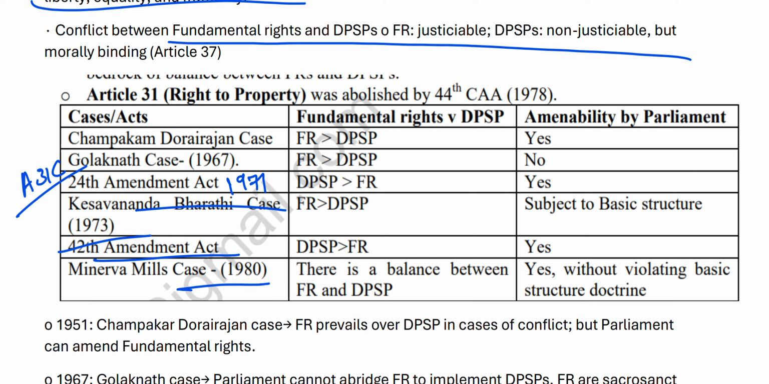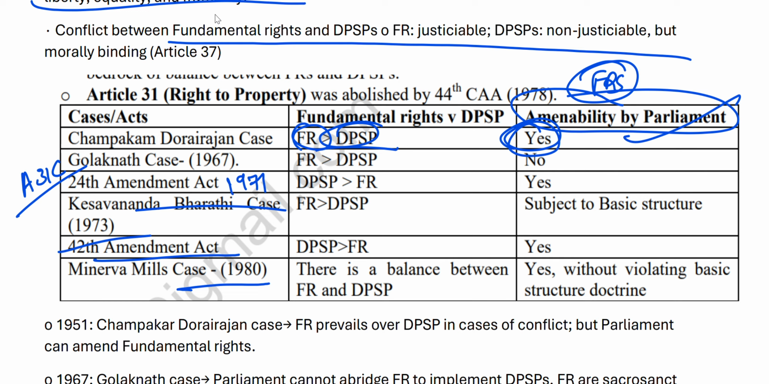The first one is the Champakam Dorairajan case. Everywhere when the Supreme Court is answering a case, giving a verdict, it will say that the fundamental right is greater than DPSP, except finally it accepts and creates a balance in the Minerva Mills case of 1980. So in the Champakam Dorairajan case, it told that fundamental rights are greater than DPSP. But whether the fundamental rights are amendable by the Parliament, it said yes, fundamental rights are amendable by the Parliament.